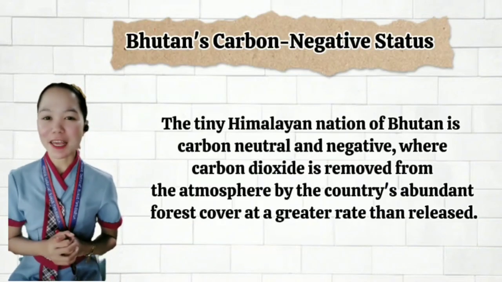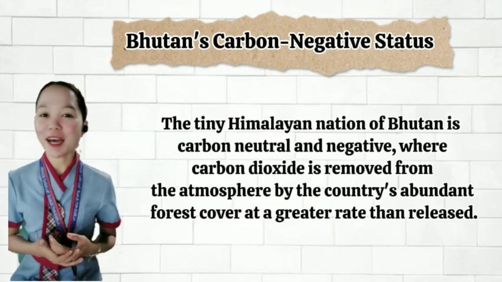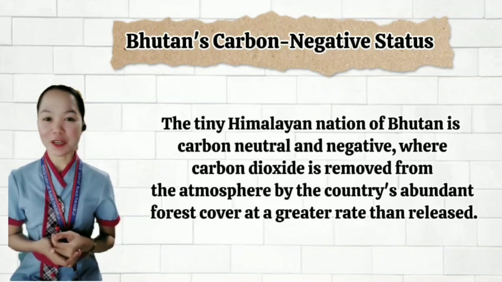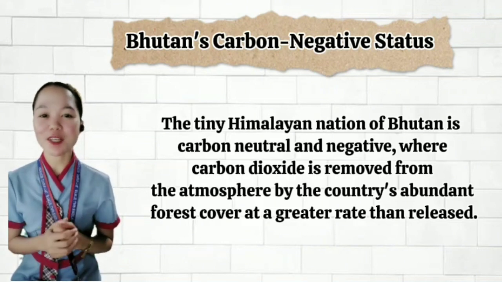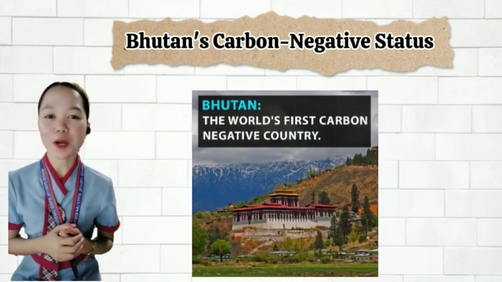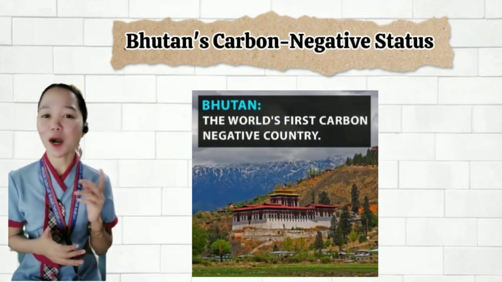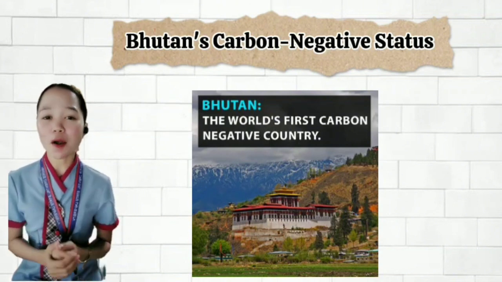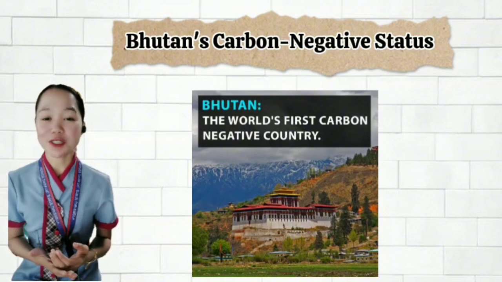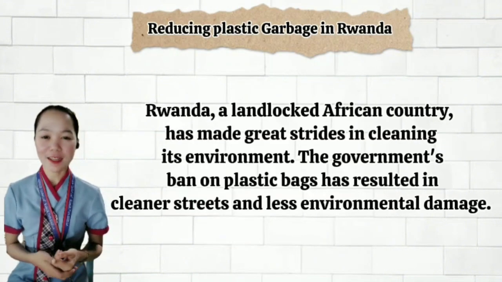Number 3, Bhutan's carbon negative status. The tiny Himalayan nation of Bhutan is carbon neutral and negative, where carbon dioxide is removed from the atmosphere by the country's abundant forest cover at a greater rate than it is released. The way Bhutan prioritizes forest preservation and environmentally responsible policies and practices is an encouraging model for other countries to follow.